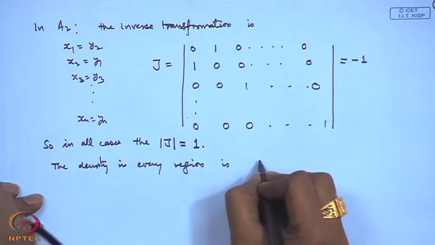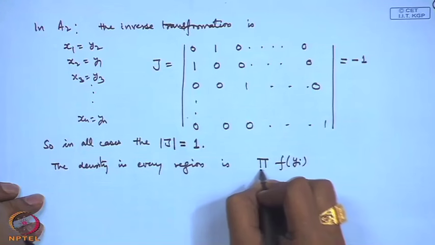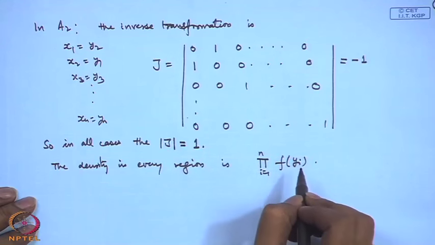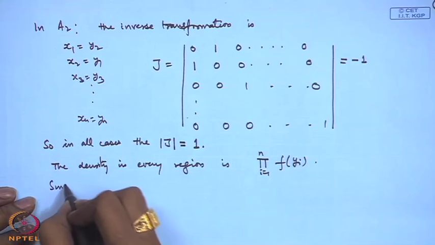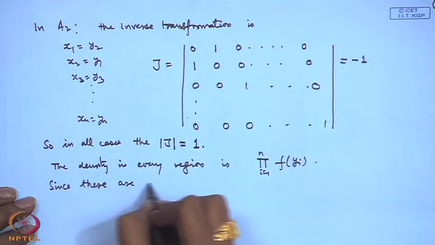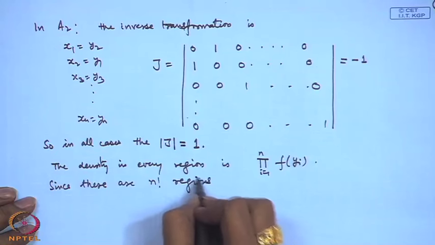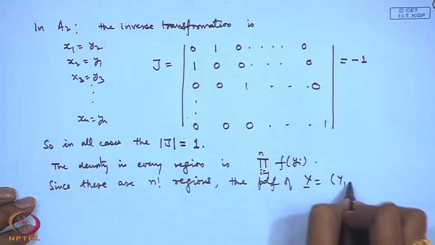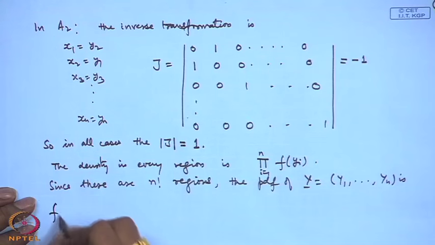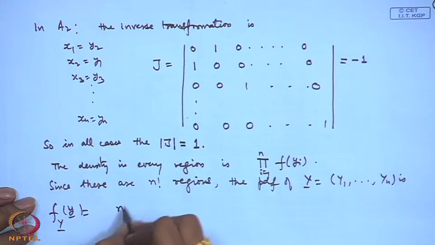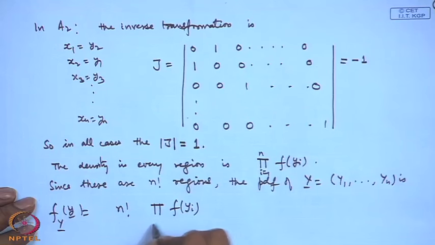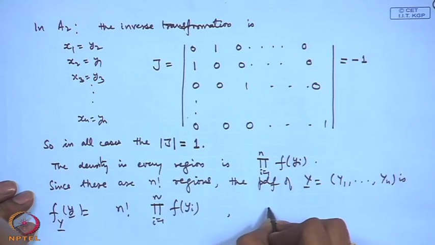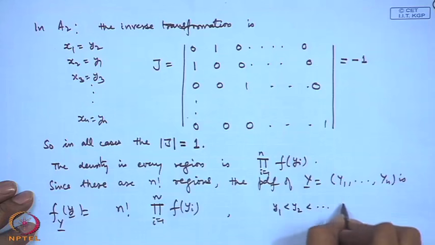So, what you are getting is the product of f(yi), i equal to 1 to n, and you have to sum up all these things n factorial times. Since there are n factorial regions, the PDF of y1, y2, ..., yn is n factorial times the product of f(yi), i equal to 1 to n. At the same time, you have y1 less than y2 less than ... yn.